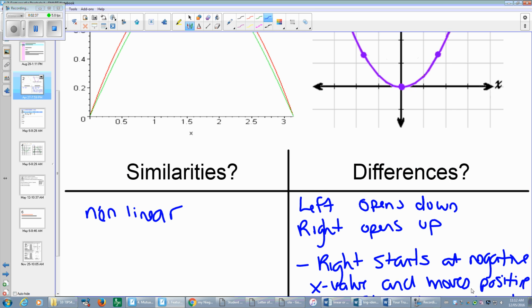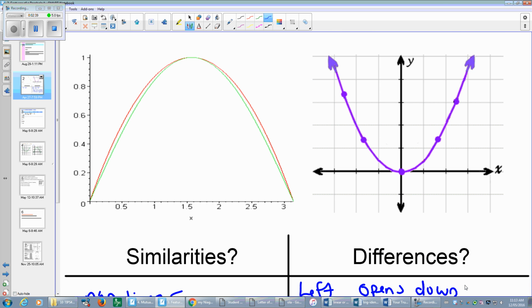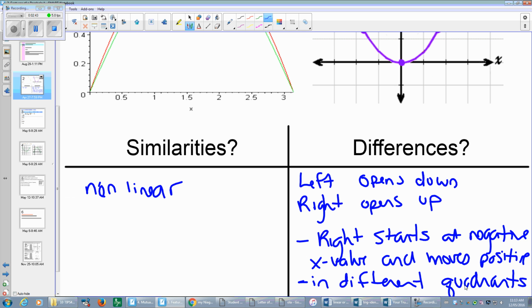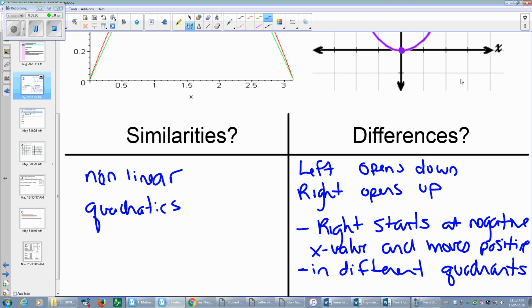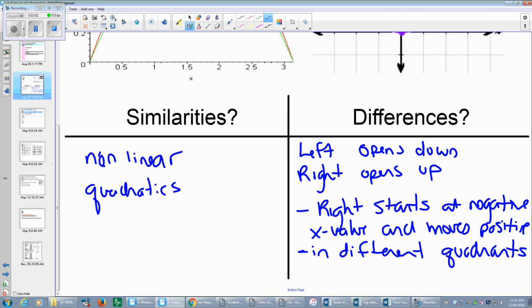Okay, did anybody else get anything different? Nick? Okay, they are both quadratics. That's what we've been talking about specifically. This U-shaped upside down or right side up, that is what we call a quadratic, and the shape of it is a parabola. Those are the words, again, that you would have noticed when you did your definitions yesterday.